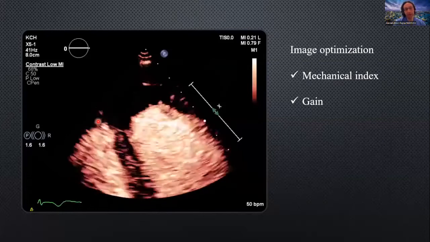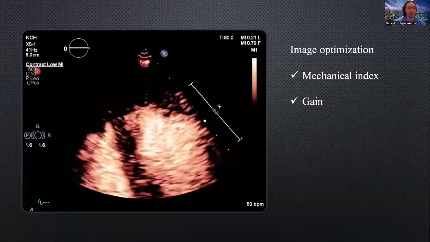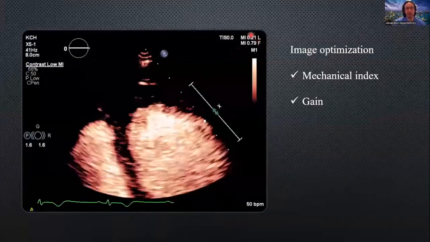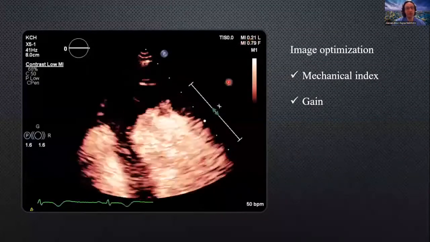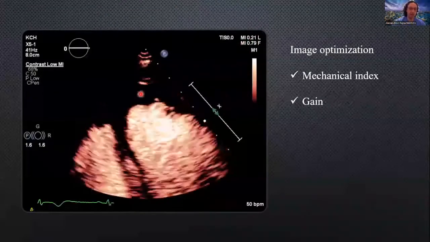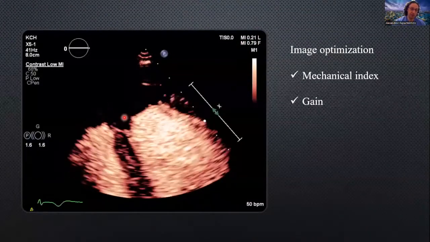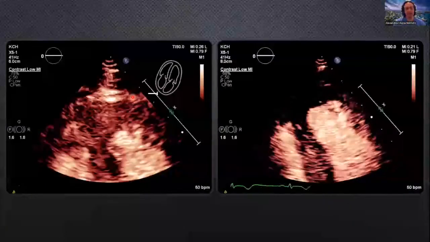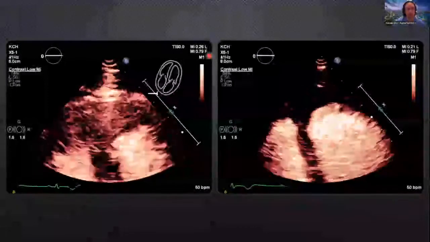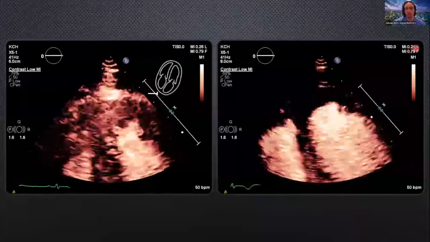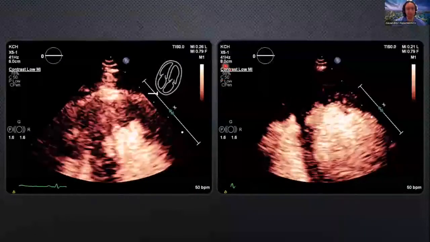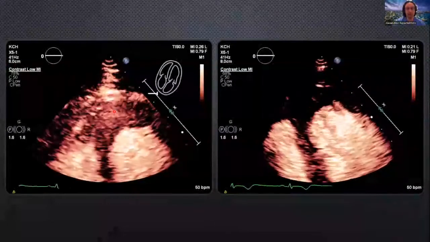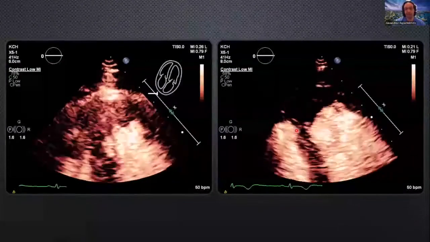Another difference, as I told you before: when you drop the gain to 68%, keep the mechanical index around 0.2 or 0.3. That gives you a better appreciation of the thrombus and the complete lack of perfusion. If you put these images side by side, you will see that by dropping the mechanical index to 0.21 and the gain to 68% from 78%, you have a big lack of perfusion.